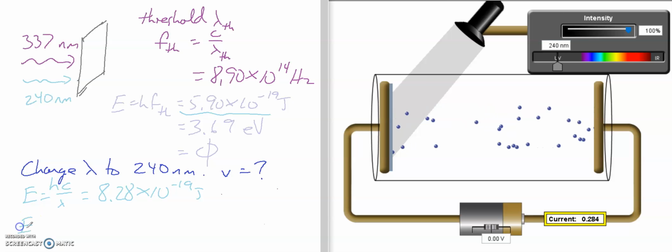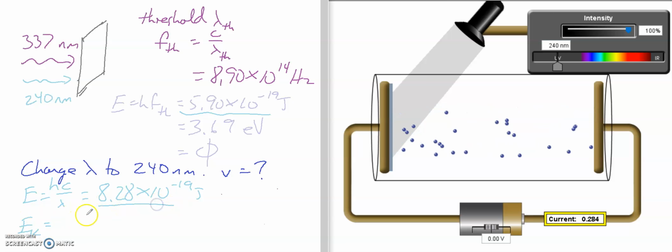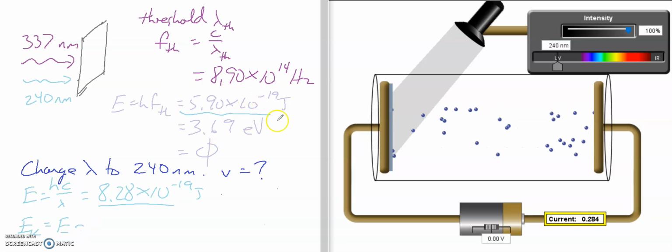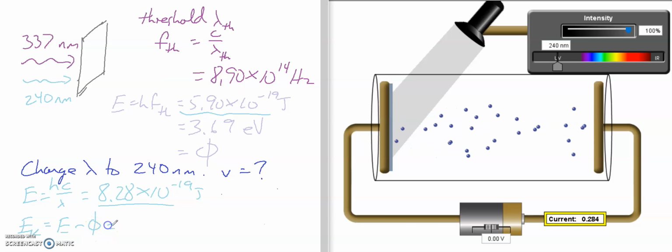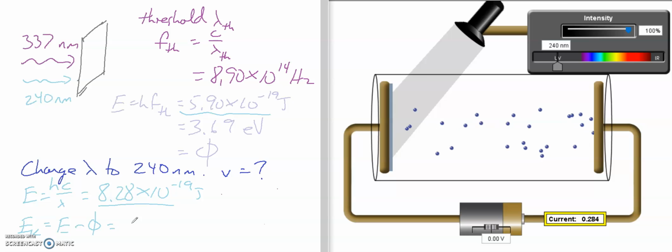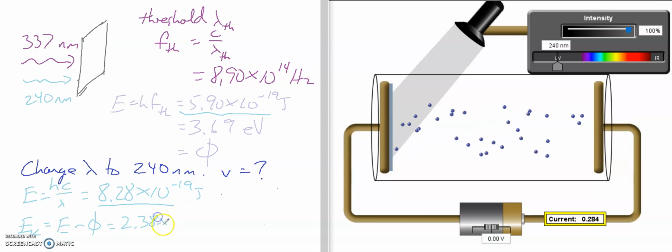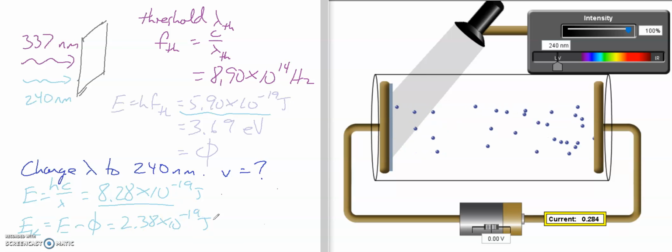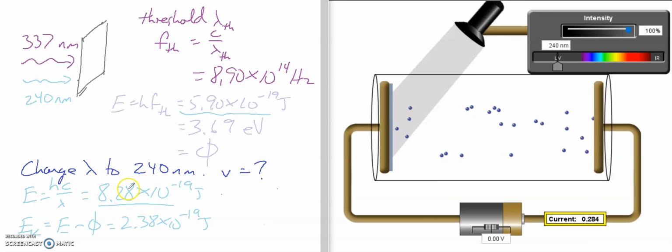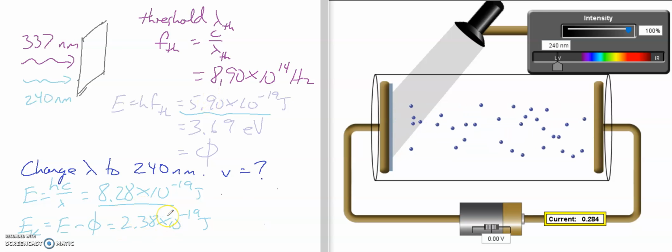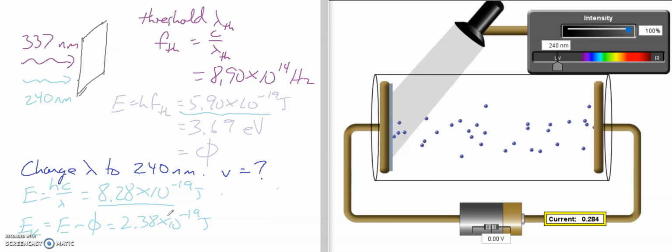So the kinetic energy is going to be the energy that came in from my photon, subtract the work function energy, which is right here. So I'm going to subtract the work function energy. I'll take that 8.28 and I will subtract that 5.9, and that'll tell me how much kinetic energy was left for my electron. So that leaves me with 2.38 times 10 to the negative 19 joules. So the photon came in with 8.28, 5.9 went to the work function to pay off the material, and then the electron was left with 2.38 times 10 to the negative 19 joules.